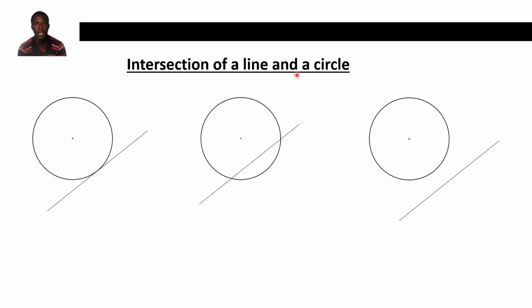Intersection of a line and a circle. When a line and a circle are said to intersect, the possible situations we can have are what you see on the screen.